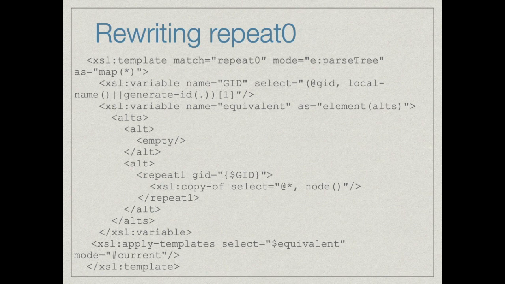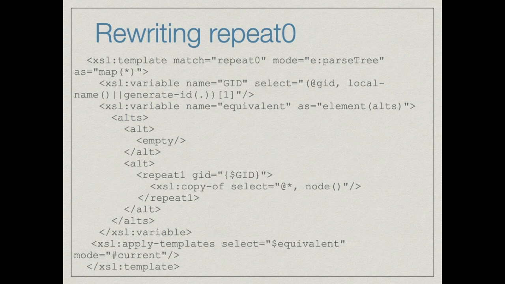First of all, we create a unique ID for the repetition using the local name and the generate ID function, local name being there primarily for debugging purposes. We can use this to add to the alternative structure to the visited map, which should ensure that we don't get stuck in infinite loops.